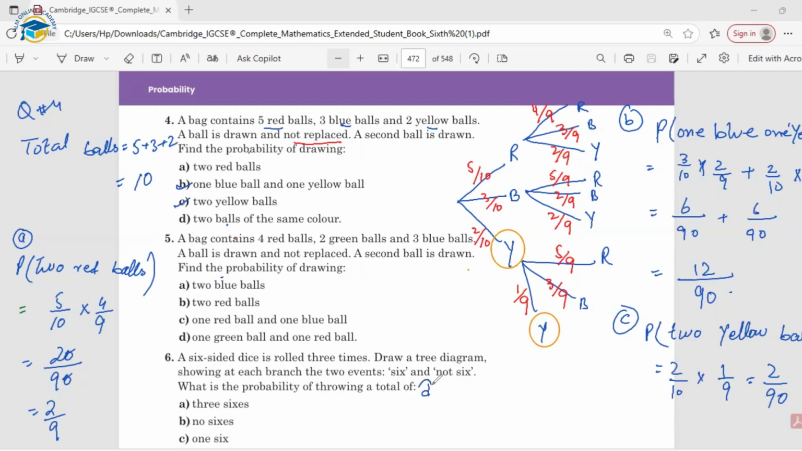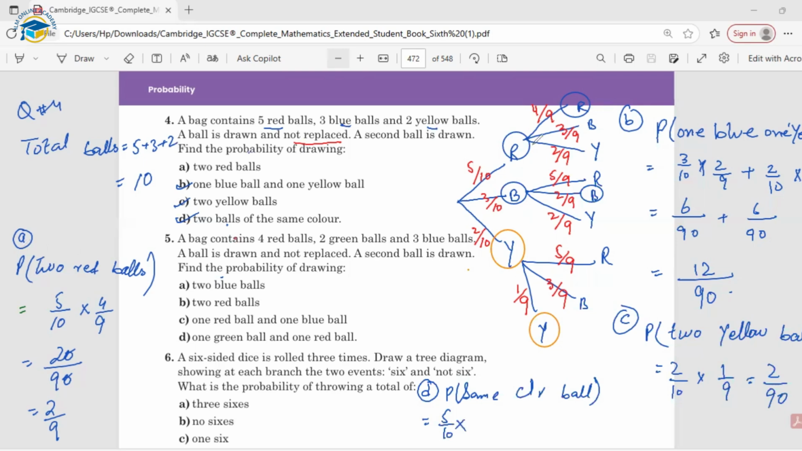Now moving towards the D part, they're saying two balls of the same color. Okay, one is already picked up, yellow, yellow. Next will be blue, blue. Next will be red, red. Okay, so accordingly we will pick up. Probability of same color ball. First one is the red, red.